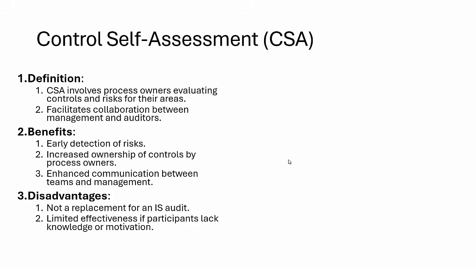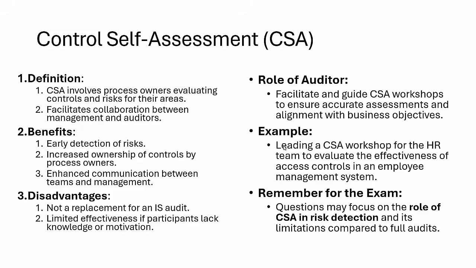So by having a control self-assessment, we are able to identify a gap, where we stand and what my employee is aware about. Now the question is, what is the role of an auditor? The role of an auditor is to facilitate and conduct the workshop and check whether the CSA practice has been followed properly or not. For example, a CSA workshop for the HR team to evaluate the effectiveness of access control in the employee management systems. So remember, a question may focus on the role of CSA in risk detection.